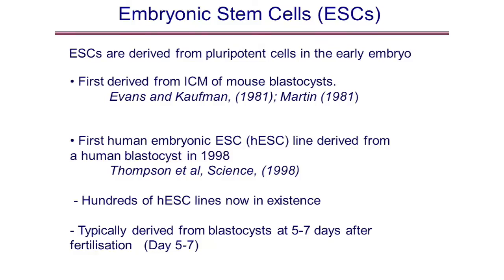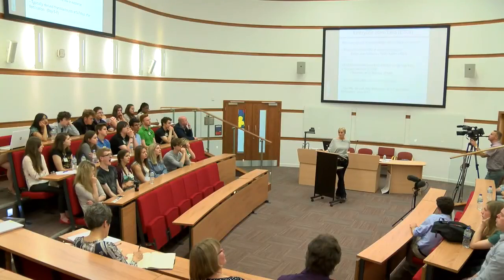So embryonic stem cells are derived from pluripotent cells in the early embryo. They were first derived in the inner cell mass of the mouse blastocyst, published in 1981. The first human embryonic stem cells were published in 1998. And at this stage, there are hundreds and hundreds of ES cell lines, and they're typically derived 5 to 7 days after fertilization when the embryos reach the blastocyst stage.